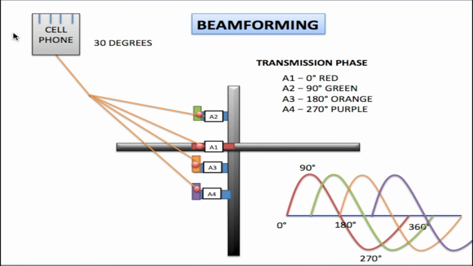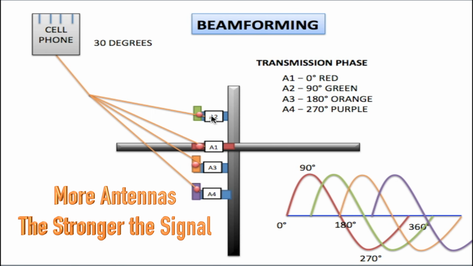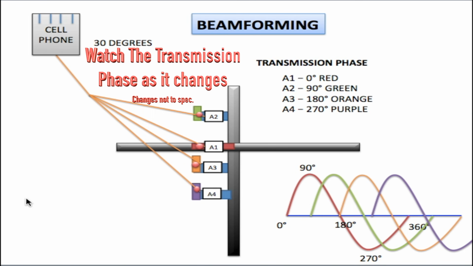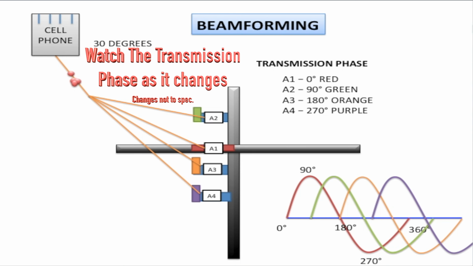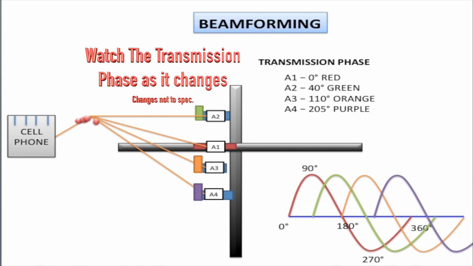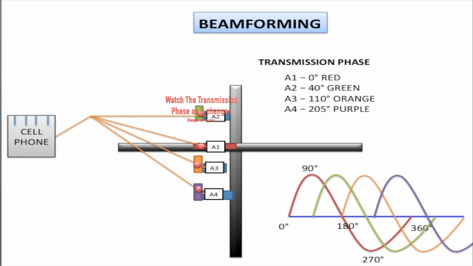Now this phone is positioned at 30 degrees. So these are the phases for each one of the antennas. Now if this phone moves to a different location, the phase for each one of the antennas will be different. So this phase would be automatically changed by the base station in order to point this beam in the direction of the phone every time the phone moves. As the phone's location changes, the transmission phase for each antenna would change. And here it changes again as the location changes one more time.